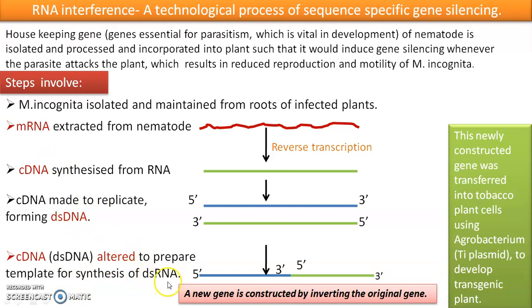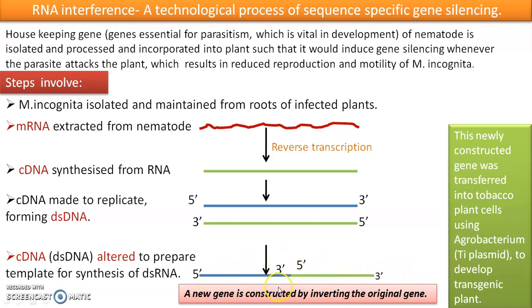So to make RNA, which should have two strands, we are using this cDNA in an altered manner. What is the alteration done? The one strand is as such and the other strand is inverted. See, this is 3 to 5. So this is ligated here 5 to 3. So this is inverted and you make one gene. Using both the strands, you are making one gene. So this is a new gene constructed by inverting the original gene. This is one main step here.